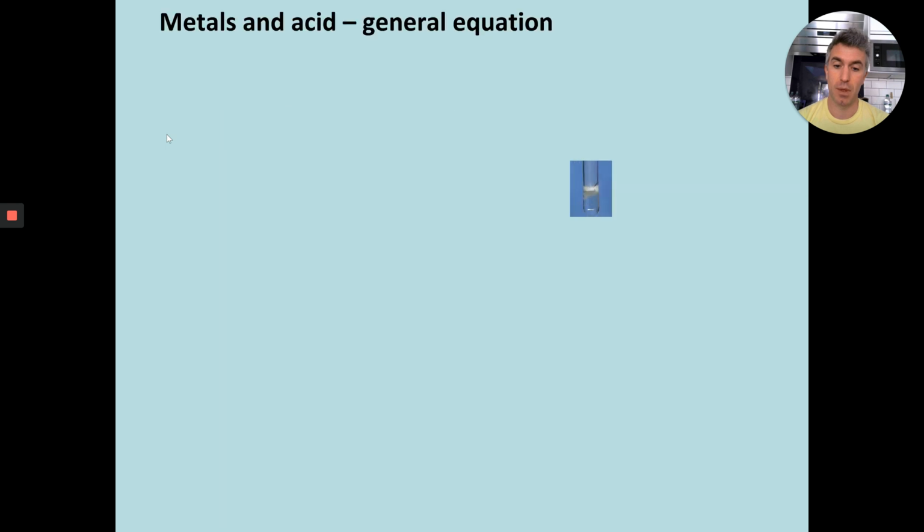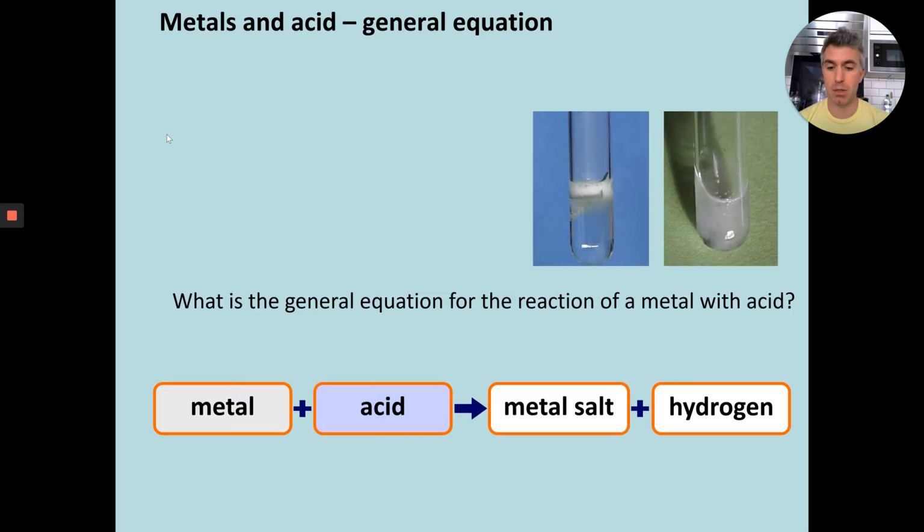But the general reaction is metal plus acid makes metal salt plus hydrogen. Metal plus acid makes metal salt and hydrogen. You're going to pause. It's another good one to note down.